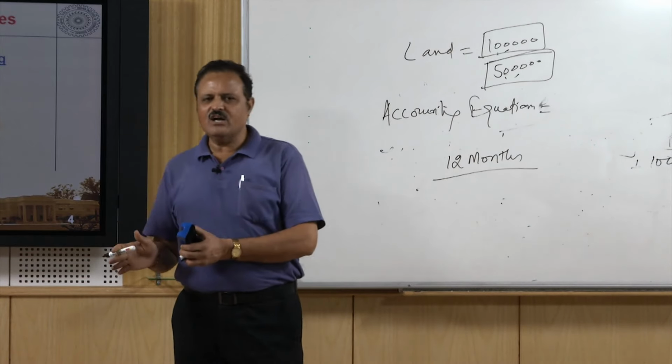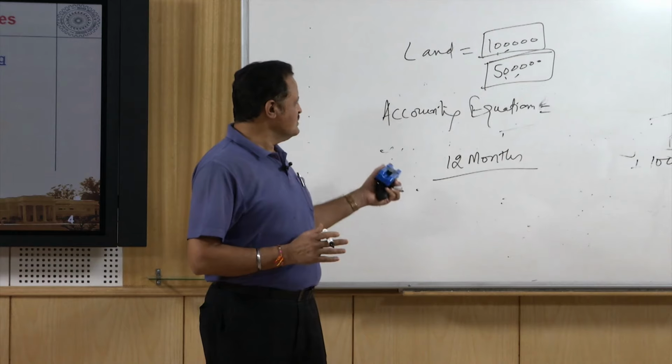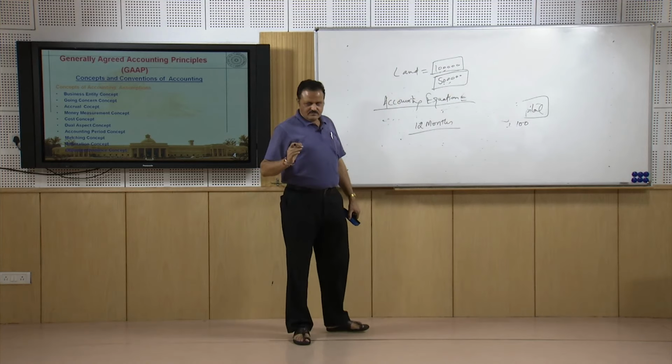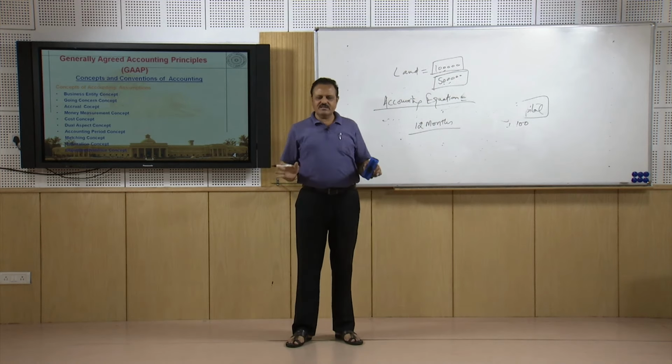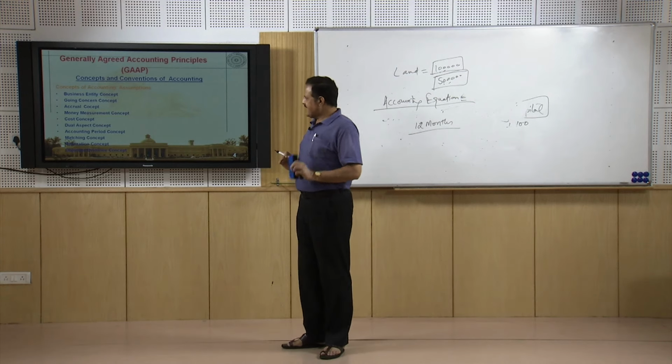And similarly, the financial position of the business, as I told you, the accounting equation, that both the sides are equal, your assets are equal to the liabilities plus capital, that we keep on ensuring after every 12 months. So, that period is known as the accounting period.